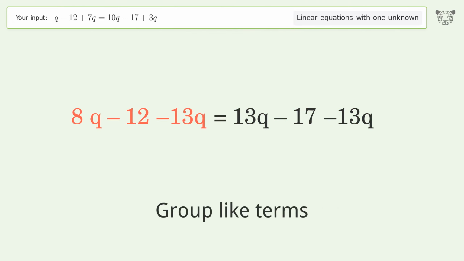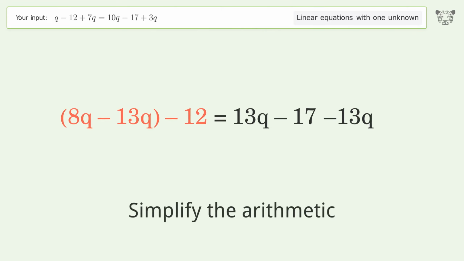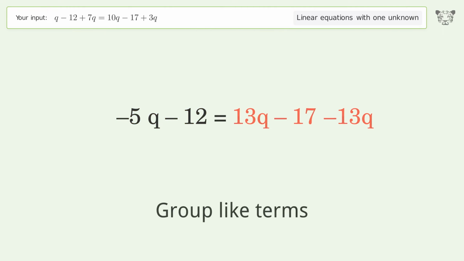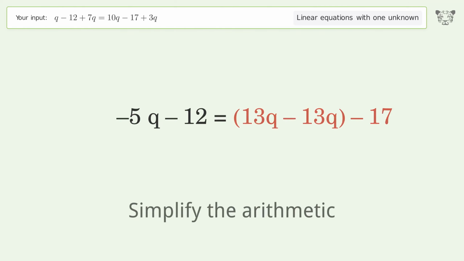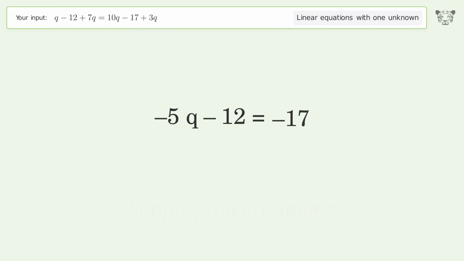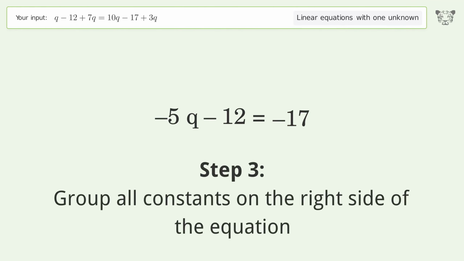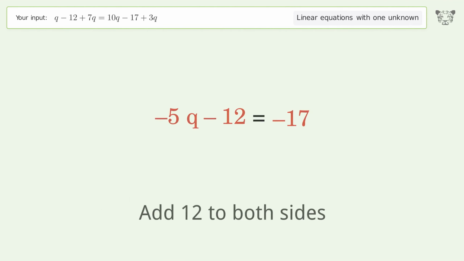Group like terms. Simplify the arithmetic. Group like terms. Simplify the arithmetic. Group all constants on the right side of the equation. Add 12 to both sides.